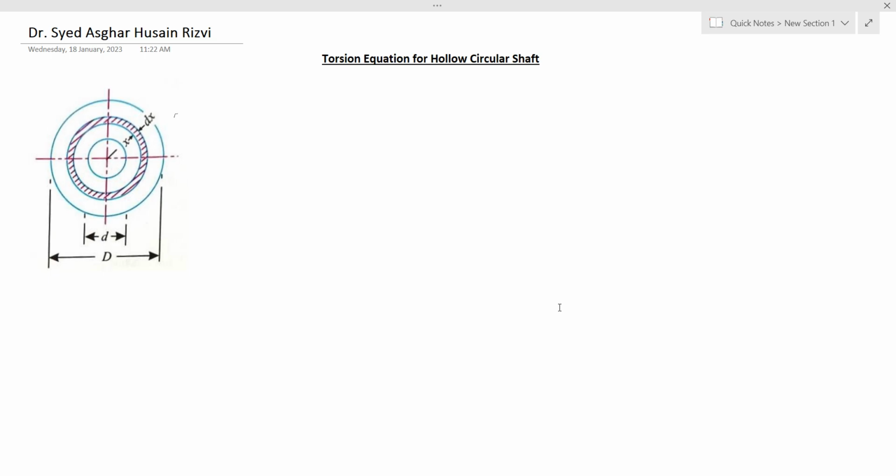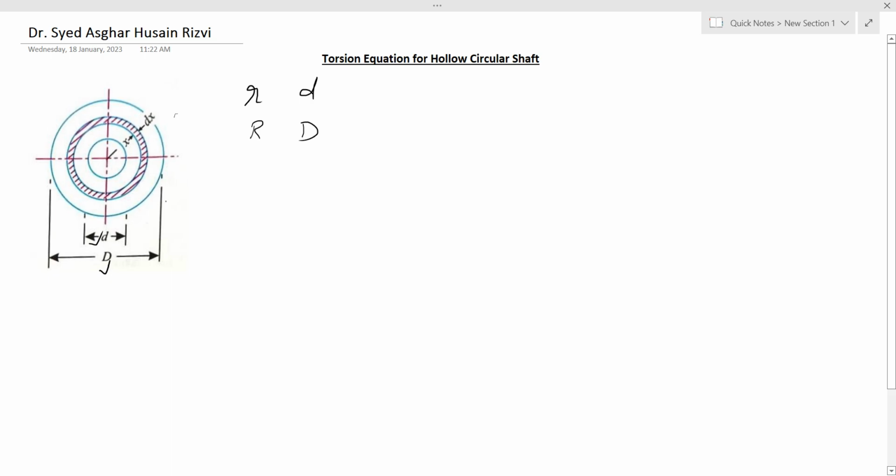Here you can see in the diagram that a shaft is given with two diameters. Let the internal diameter be small d, such that the internal radius is a small r, the external radius is capital R, and the outer diameter is capital D. Here it is shown in the figure.